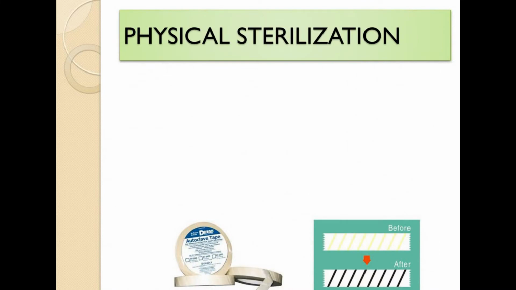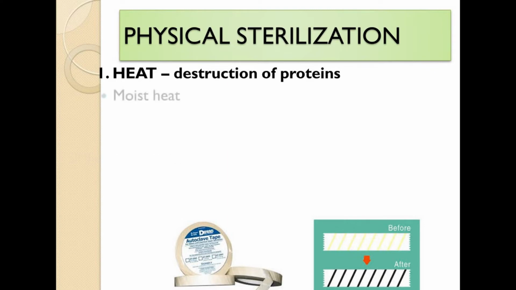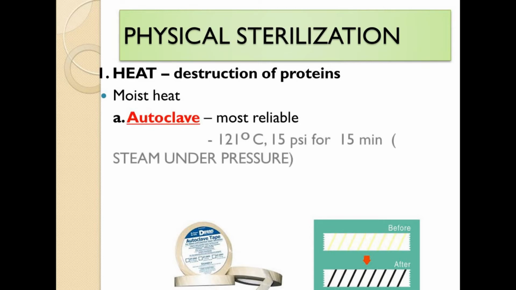Next, physical sterilization. Number one is heat. The purpose of heat is the destruction of proteins. Moist heat under pressure, by the use of an autoclave, is the most reliable. Autoclave: 121 degrees Celsius at 15 psi for 15 minutes. The principle is steam under pressure.